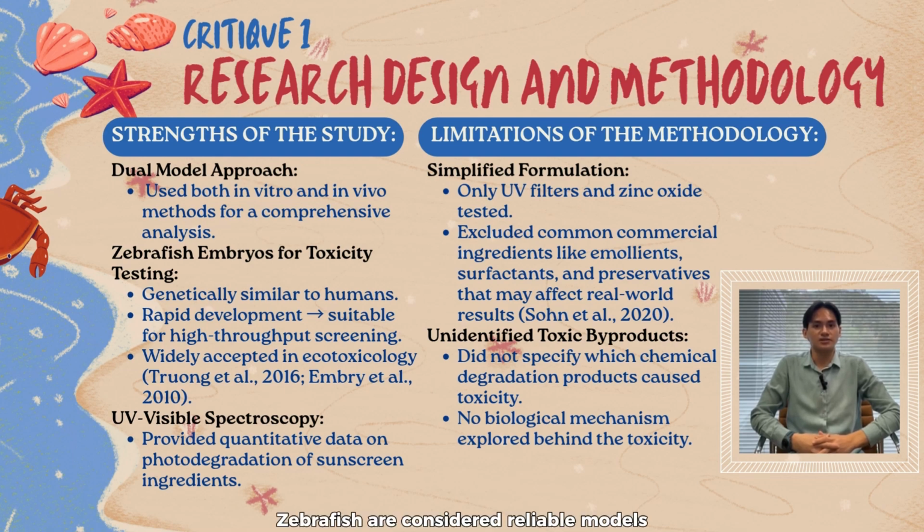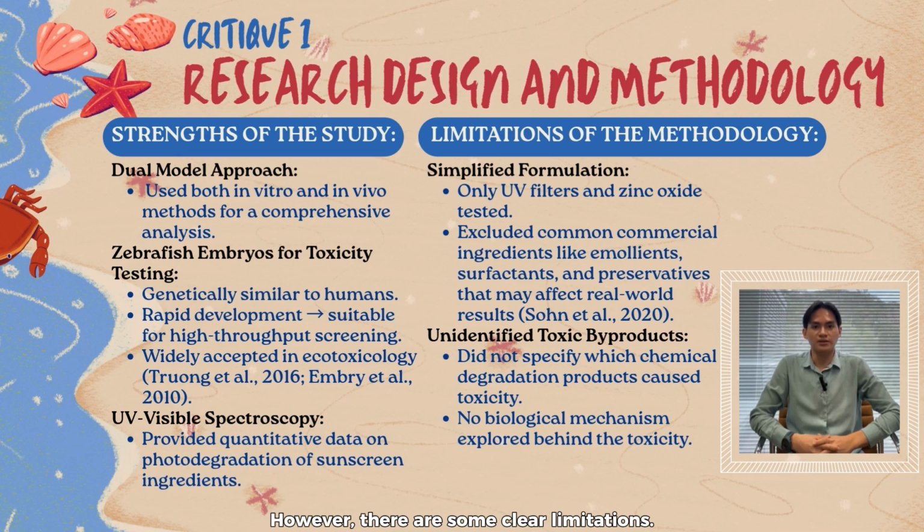Zebrafish are considered reliable models because they share many genetic similarities with humans and develop quickly, allowing researchers to test chemical effects efficiently. They are also widely used in environmental toxicology and are seen as ethical alternatives to traditional animal testing. Besides that, the study used UV-visible spectroscopy to measure how sunscreen ingredients break down under sunlight. This technique helps track the loss of sun protection over time in a quantitative way.